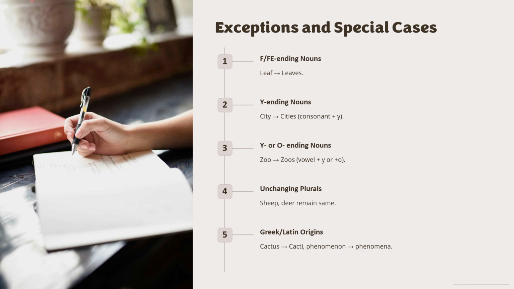So wolf becomes wolves. If it's a consonant followed by the letter Y, we remove the Y and add IES. For example, baby, B-A-B-Y, becomes babies. We remove the Y and then add IES. And then you also have the word city. We remove the letter Y and add IES. So city, C-I-T-Y, becomes cities.